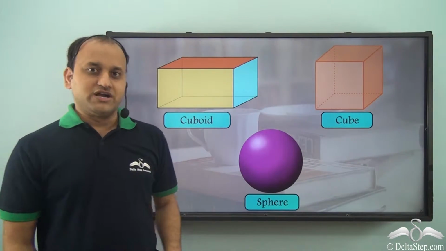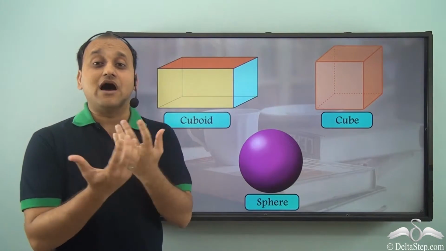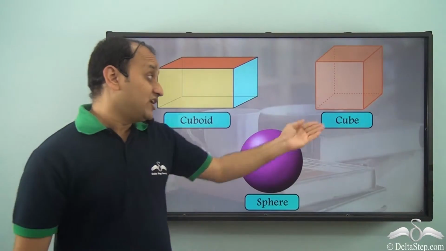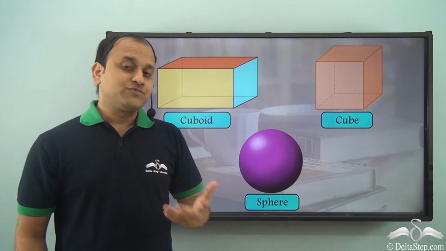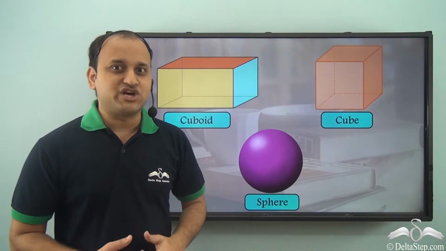And what about sphere? Well, sphere is completely round from every angle. So, these are the three new shapes which we have learnt. So, let's learn about few more such shapes.